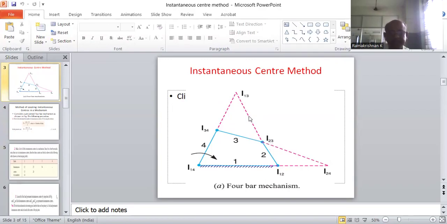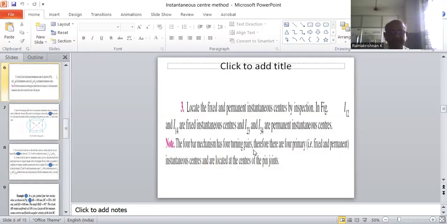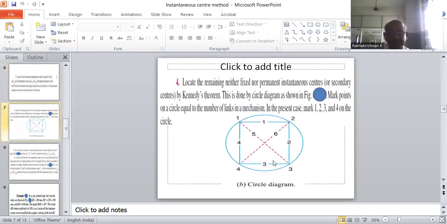Now the next step is to locate I13 and I24. These centers are located with the help of a circle diagram. Now let us draw a circle of any radius, draw a square, and mark 1, 2, 3, 4 for the 4 links. Here between 1 and 2 you write I12, between 2 and 3, I23, here I34 and I14. So there are 4 instantaneous centers.